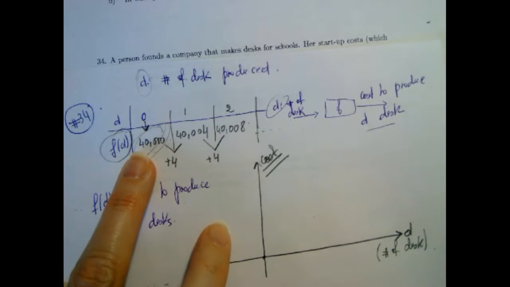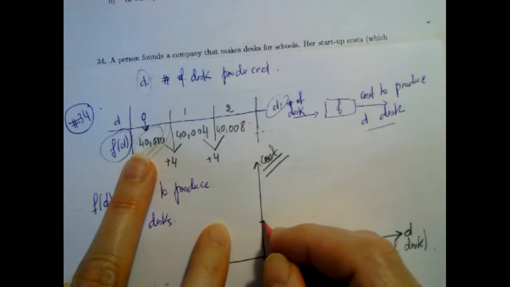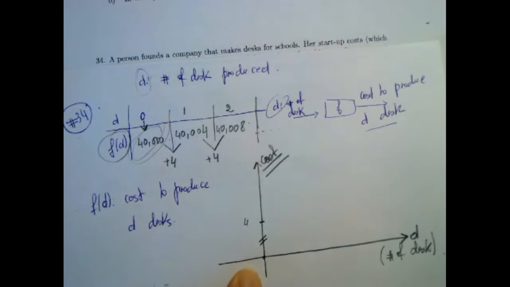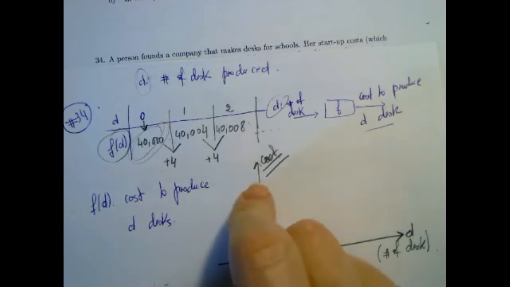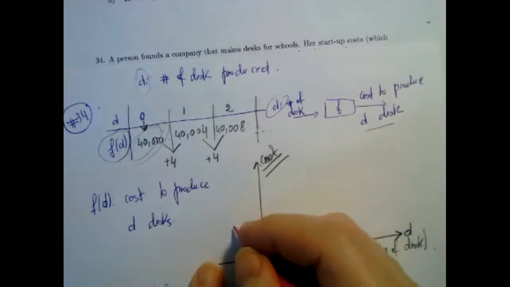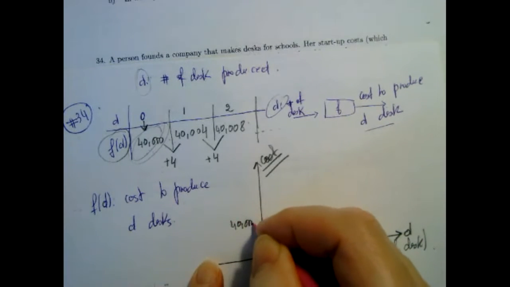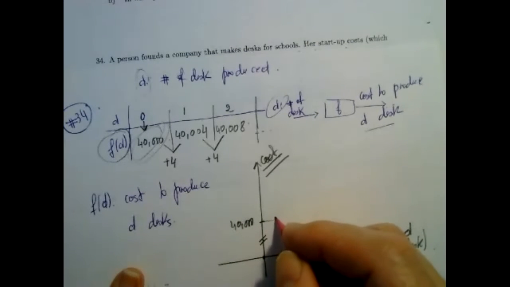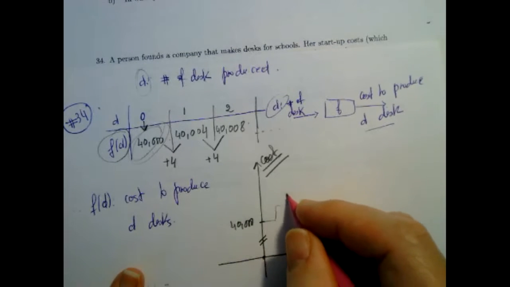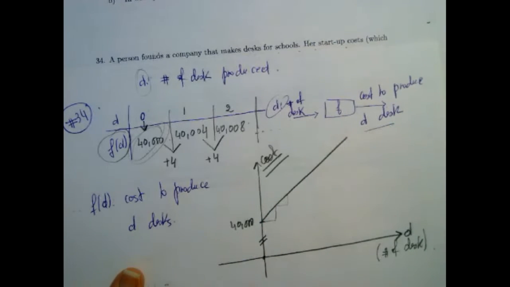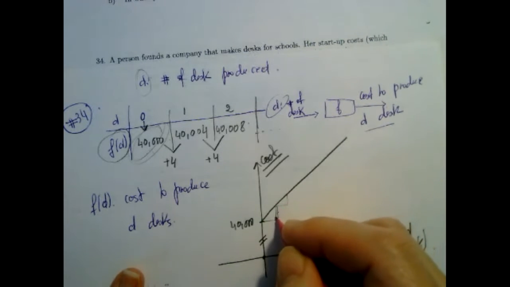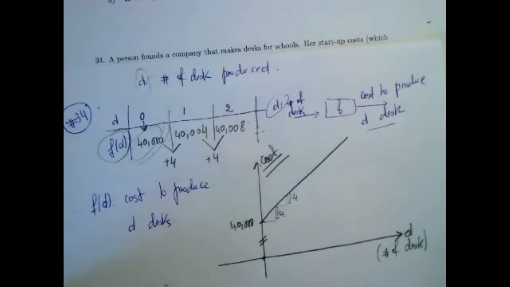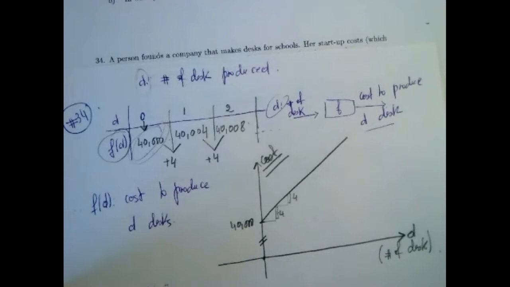And now how does the graph look? If you produce 0 desks, the startup cost is 40,000. So I'm assuming this is 40, and when I put 2 bars, it means that my scale is off because I cannot scale it otherwise. That's the startup cost. And then after that, every extra desk, we go by $4. Another desk, another $4. That's my cost function. So this is 4. That's by how much the cost is going up. Okay, is the picture kind of clear?